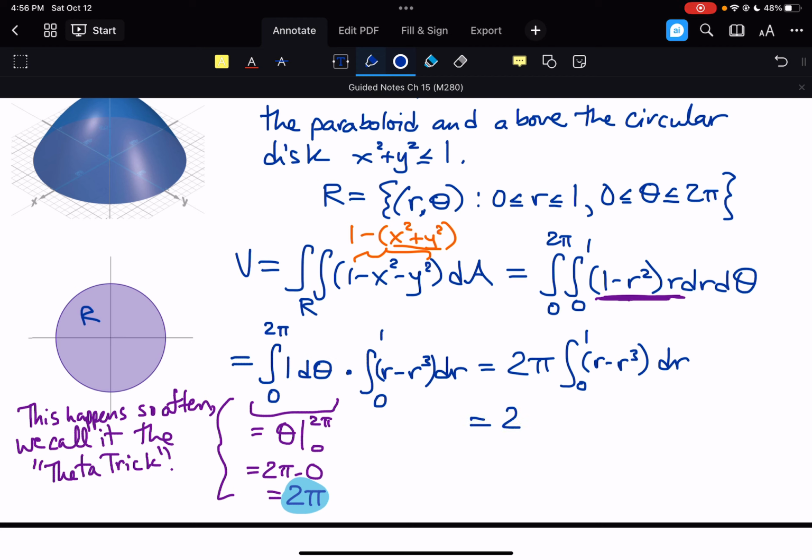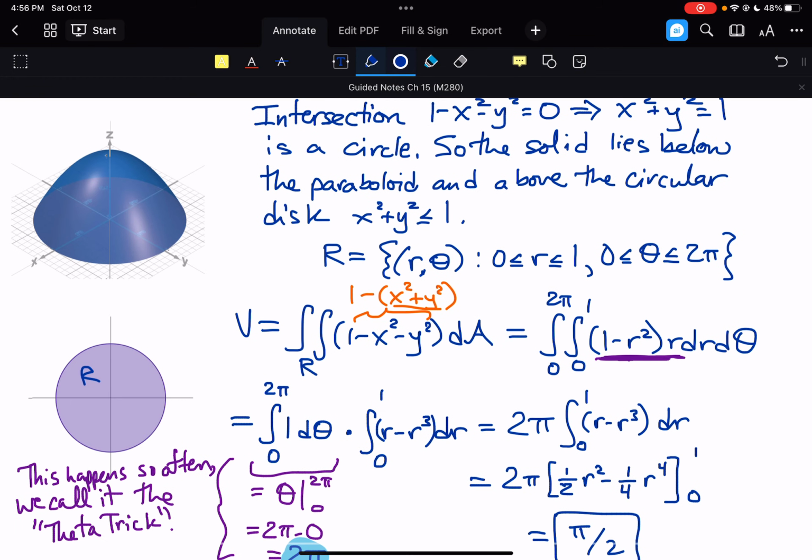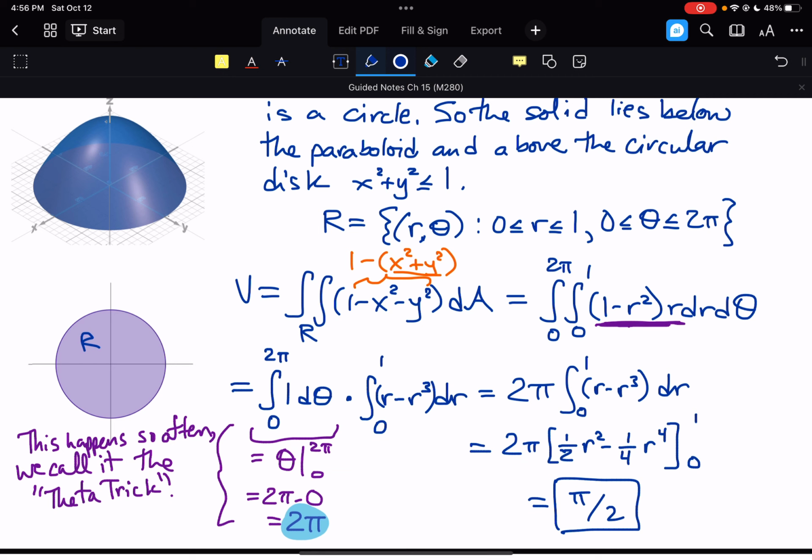From there, it's just 1/2 r squared minus 1/4 r to the 4th from 0 to 1, all times 2 pi. We end up getting pi over 2. So the volume under that paraboloid and above the xy plane is pi over 2.